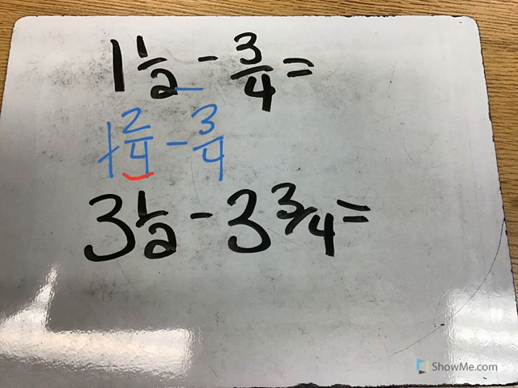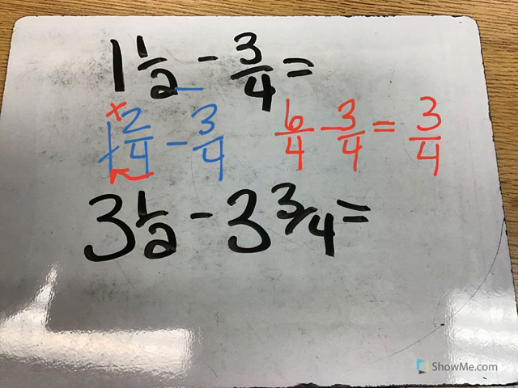So we're going to multiply denominator by the whole number. Whatever our product is, we're going to add that to our numerator, and the denominator stays the same. So 4 times 1 is 4, plus 2 is 6. So 1 2/4 is the same thing as 6/4 minus 3/4. And our difference, our answer is 3/4 because we cannot simplify that.